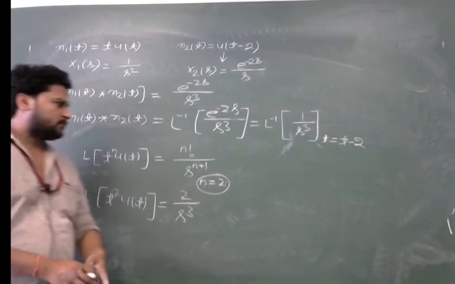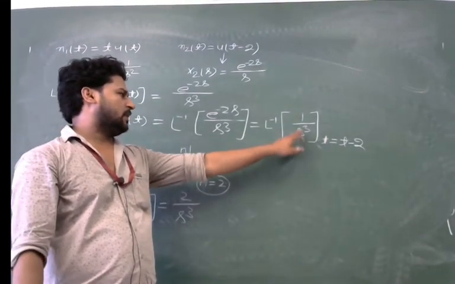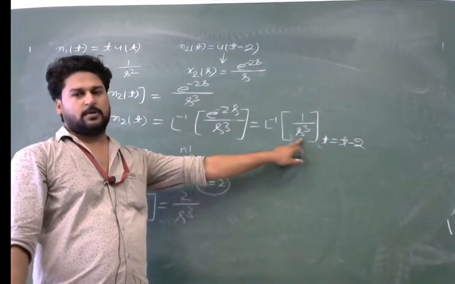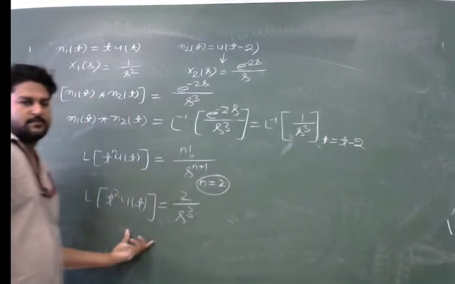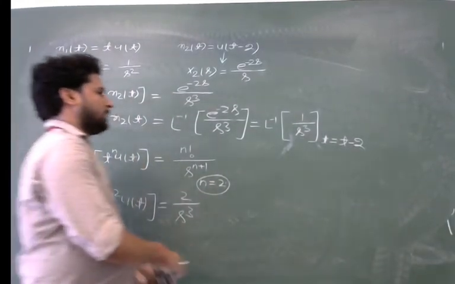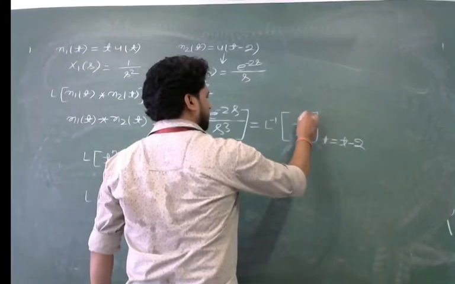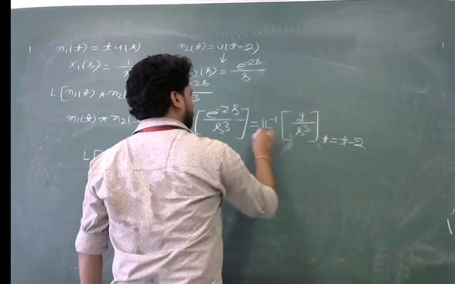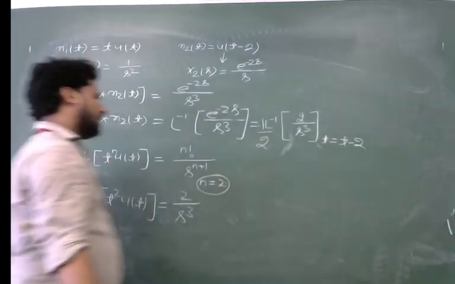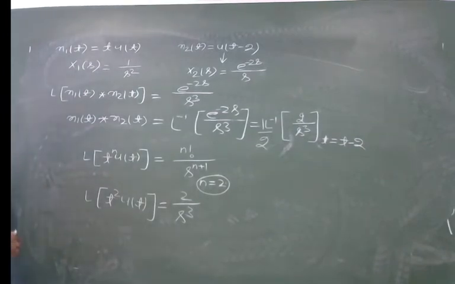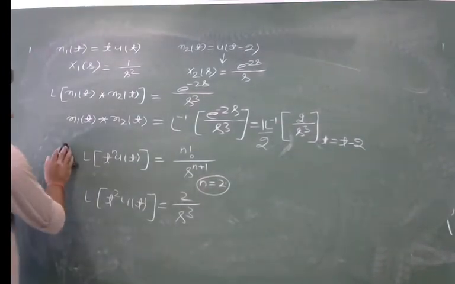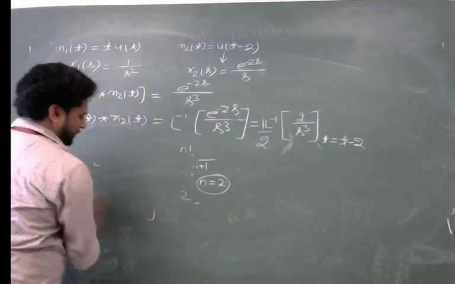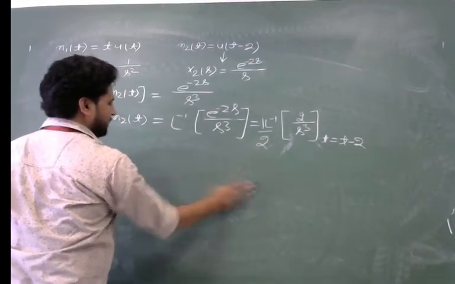But here we are getting only 1 by s cube. To convert this into this form, we have to simply multiply and divide with 2. Divide and multiply with 2. This will become the t square u(t).